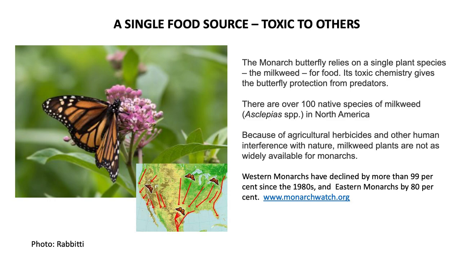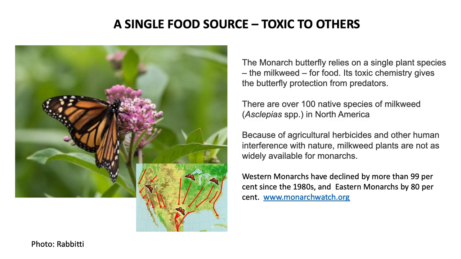But very sadly, Western monarchs have declined by more than 99% since the 1980s, and Eastern monarchs by 80%. It's mainly because of the disappearance of milkweed. Milkweed, which is the only place that monarchs will lay their eggs and the only food that caterpillars eat, used to grow in and around agricultural crops. But the removal of milkweed from fields in recent years, as well as the increased use of herbicides and all that mowing alongside roads and ditches, has really significantly reduced the amount of milkweed available.